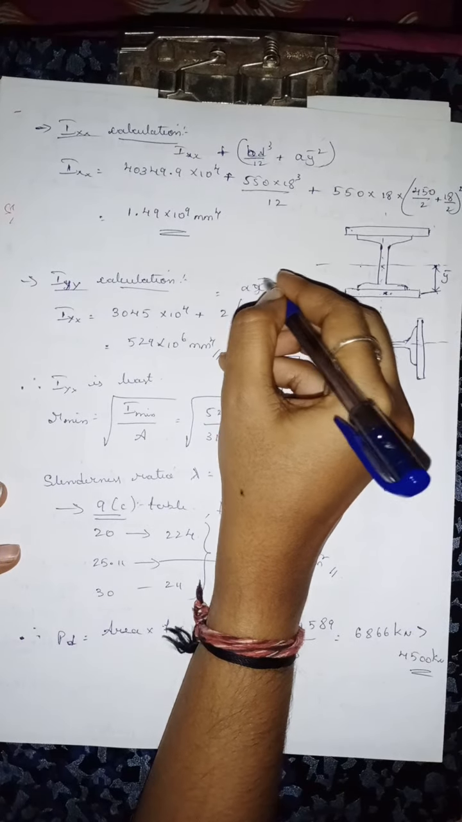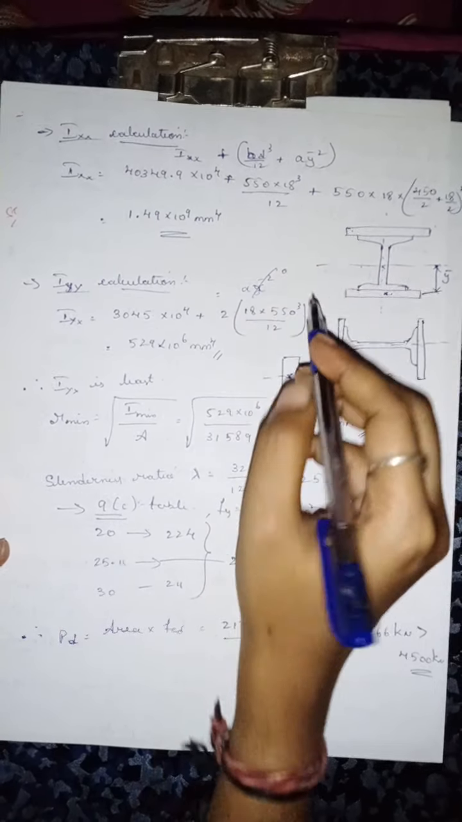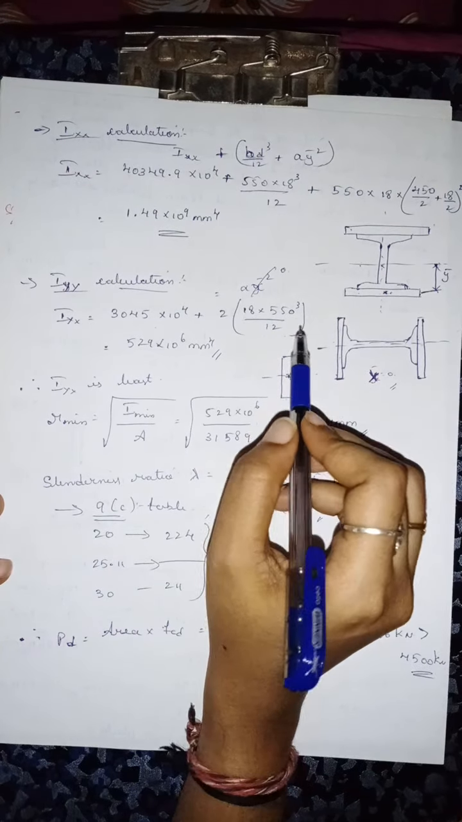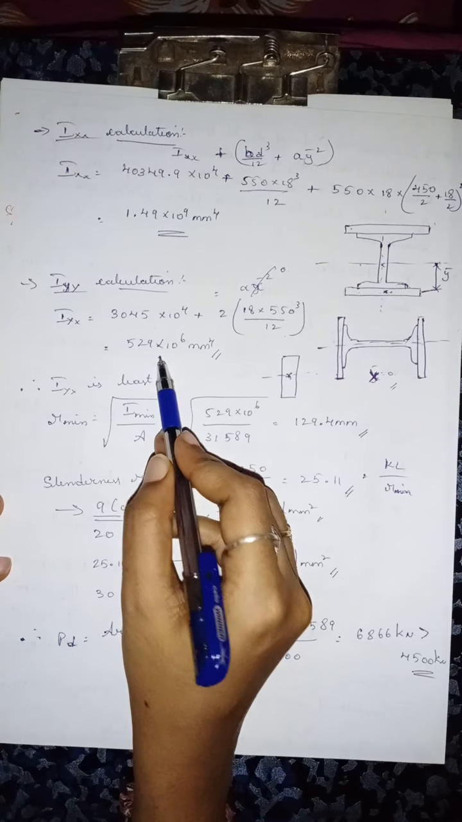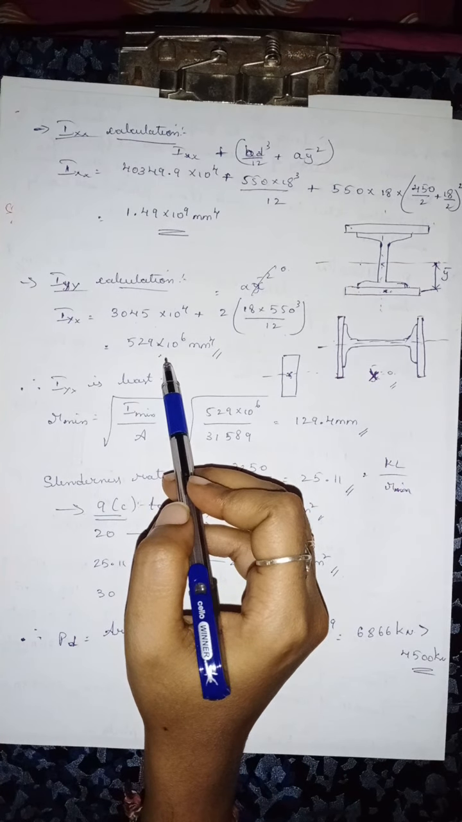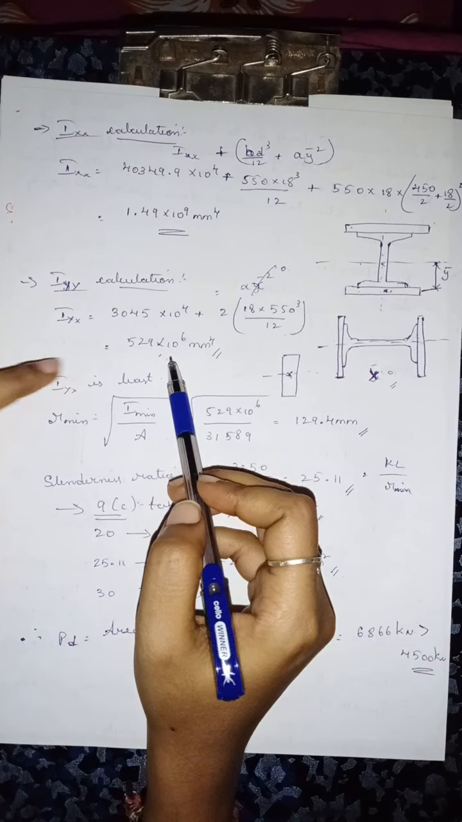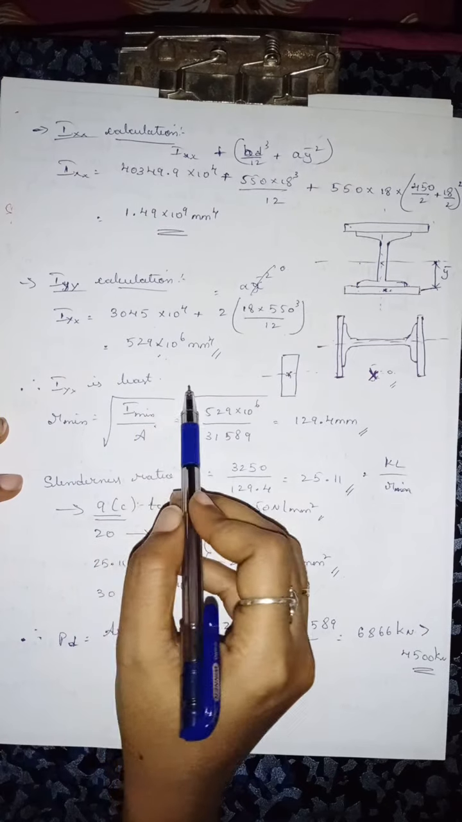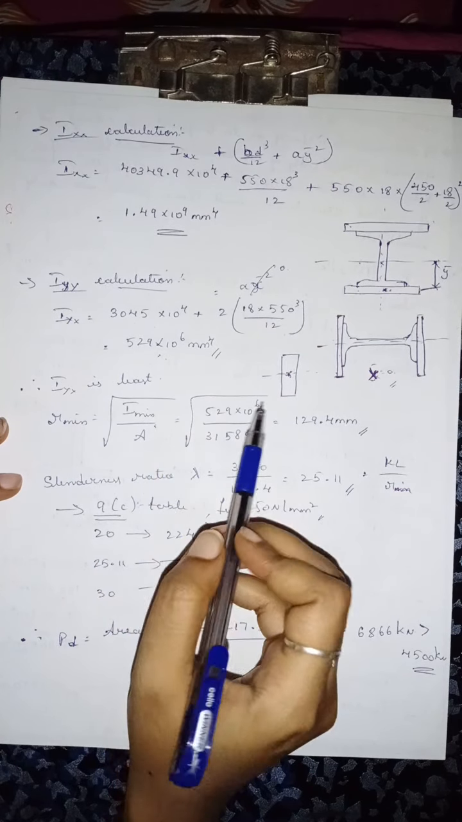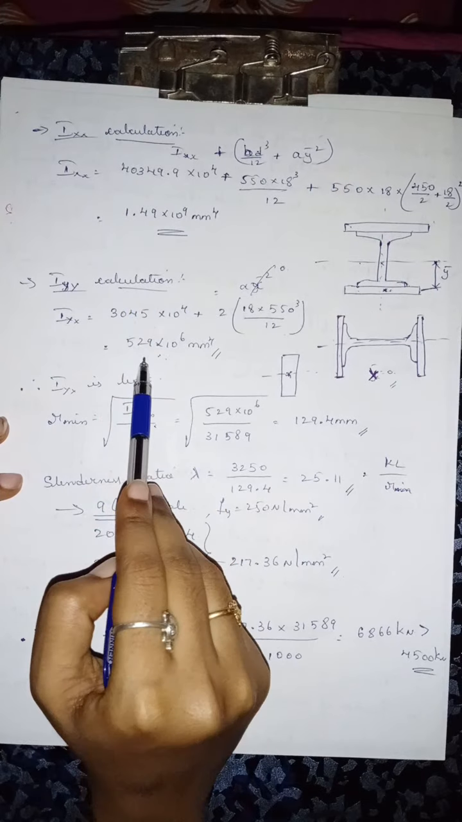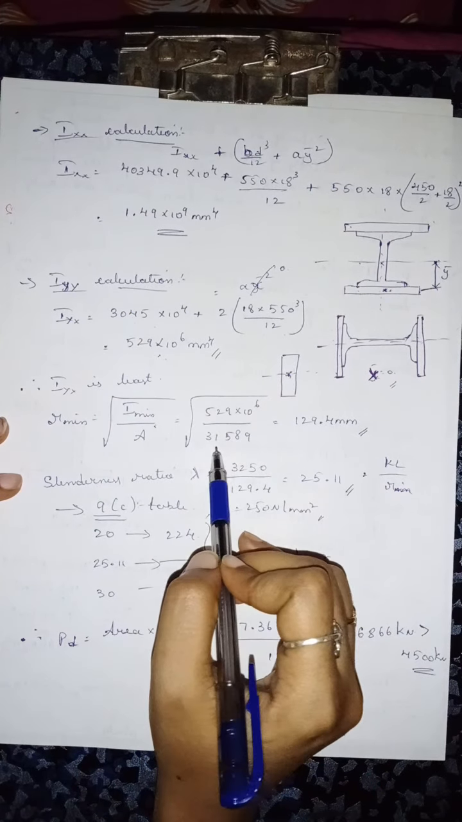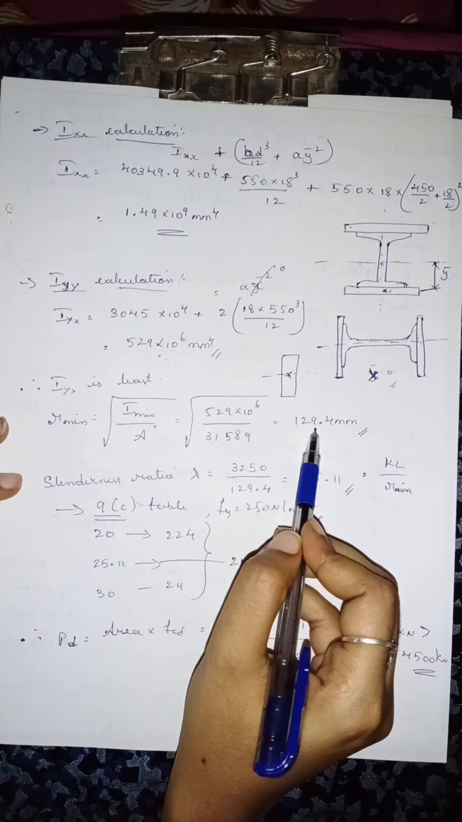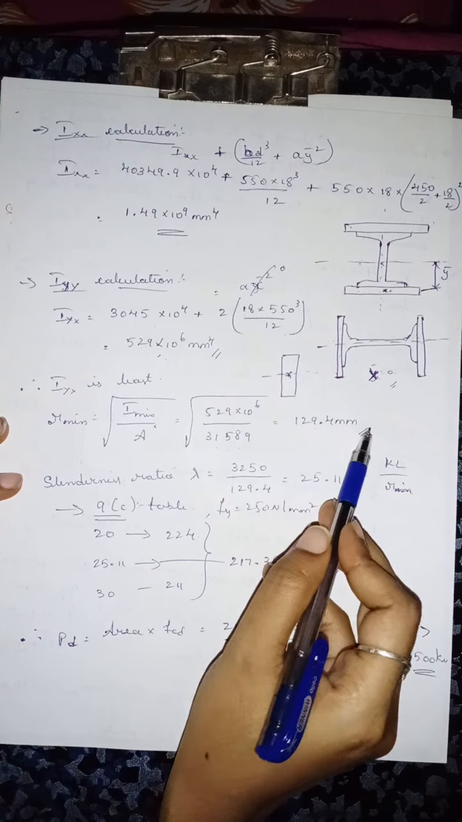Area into x bar square will be totally 0, so I have not considered it. I have taken only BD cube divided by 12. So find it out, you will get Iyy. We need to consider whichever is the least of these two for the next calculation. So r minimum is equal to the square root of I minimum divided by the area. I minimum is the smaller of these two, divided by the area we have calculated, under the square root, so r minimum is 129.4 mm.